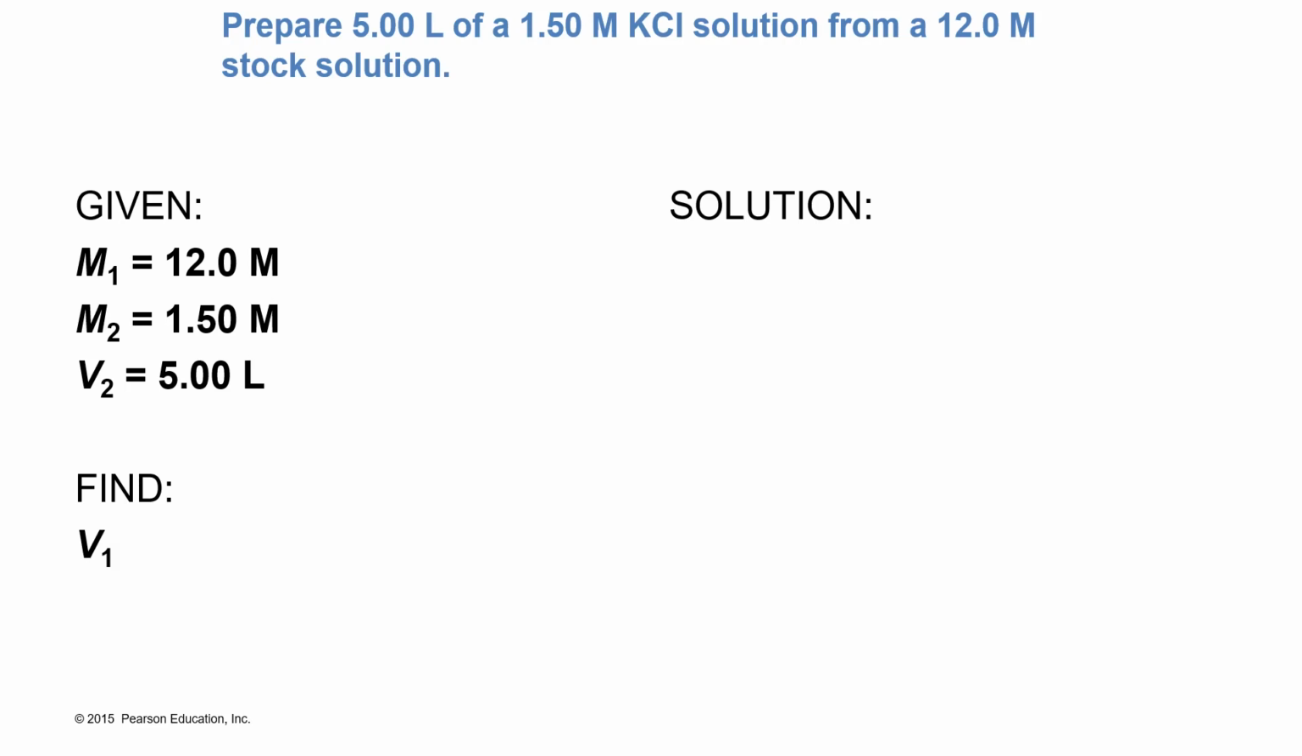How do we know that? So when we read the problem, it says to prepare, this is what we want to end up with. We want a solution that has 5 liters and 1.5 molar. We're making it from this stock solution, so this is what we're starting with. So we know that this is our M1 because that is molarity. What we're preparing is our M2.